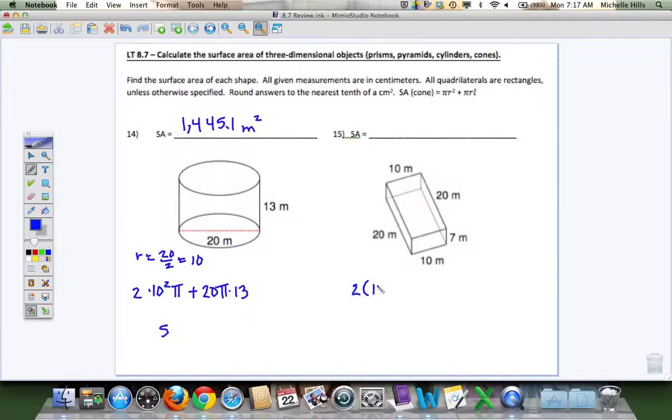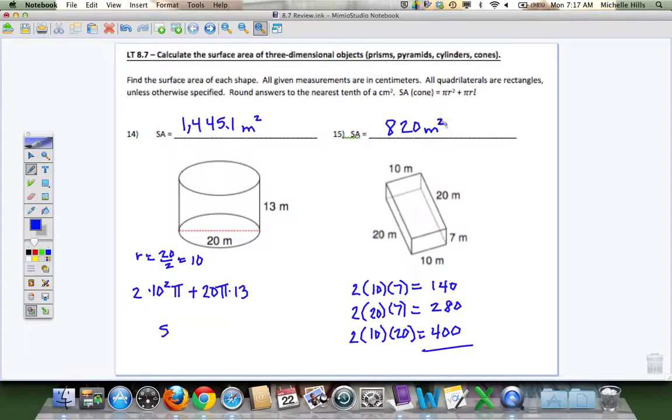On this box, there's the back end and the front end, and each of those is 10 by 7. That's the front and the back. The two sides, there are two of them, and each of those is 20 by 7. And then the top and the bottom, there are two of those, and each of those is 10 by 20. So I end up with 140 square meters for those, and 280 square meters for those, and then 400 square meters for the top and the bottom. So then my surface area ends up being 820 square meters.